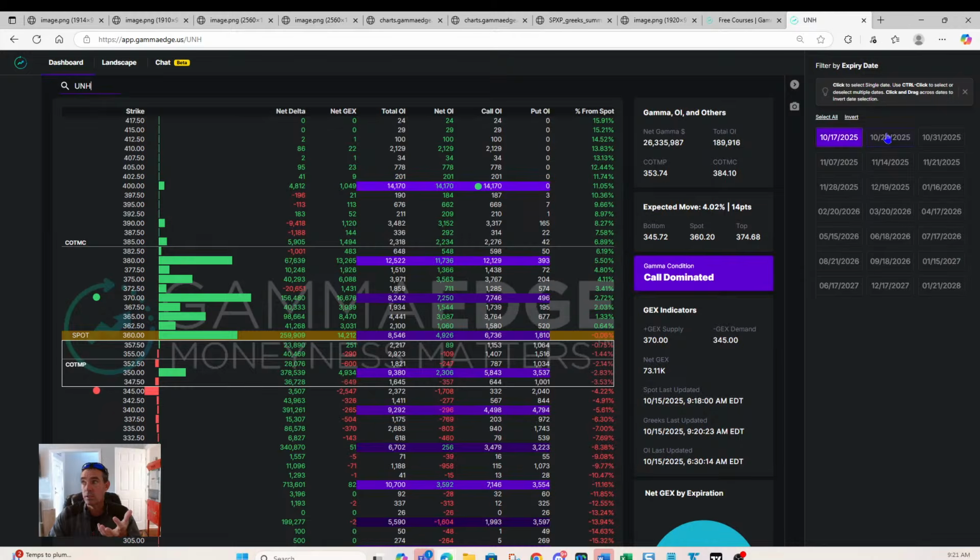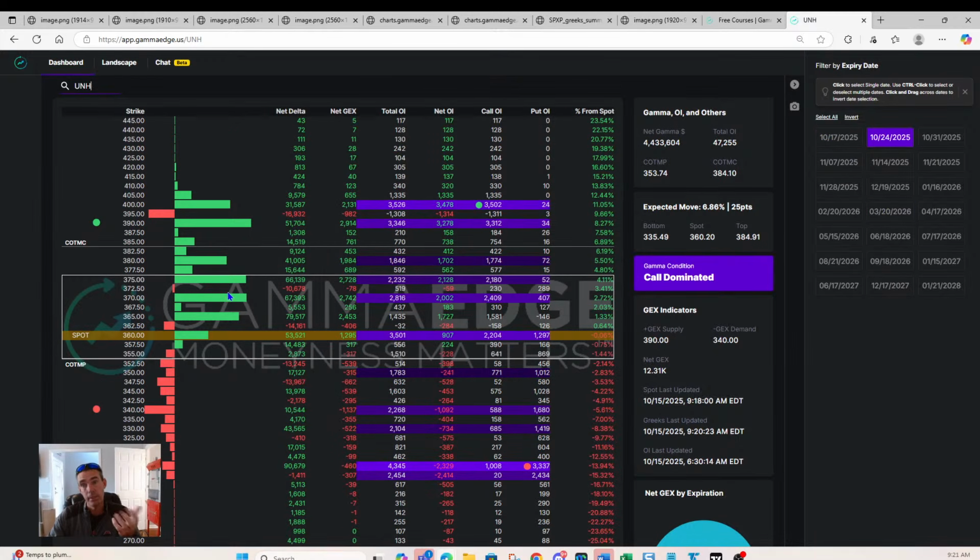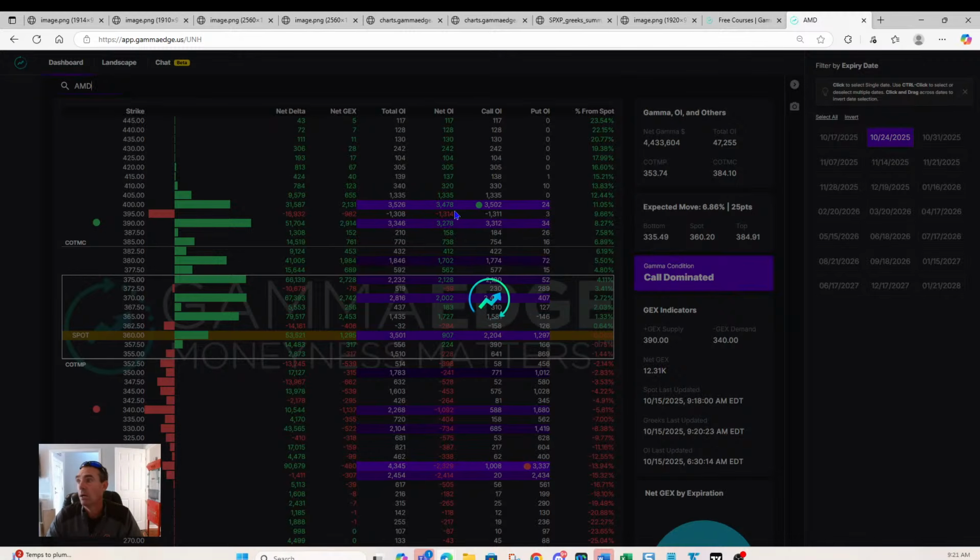And then after this expiry, let's see what we look like. PGEX and COI actually move up, so the structure continues to advance, indicating call speculators are advancing to the upside. So UNH looks decent.